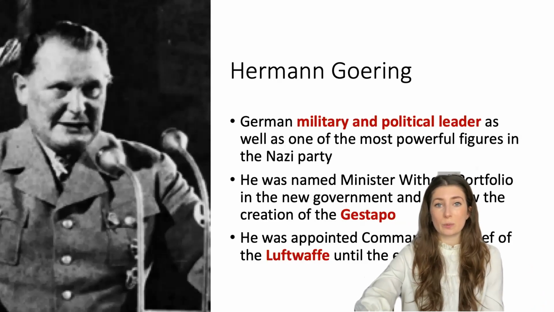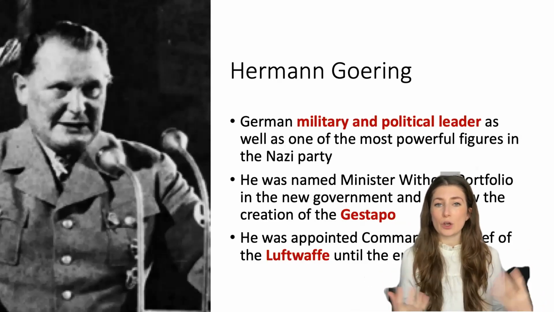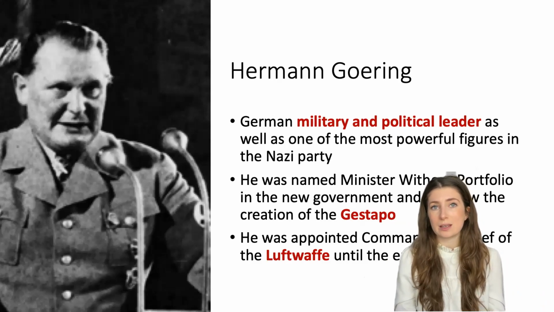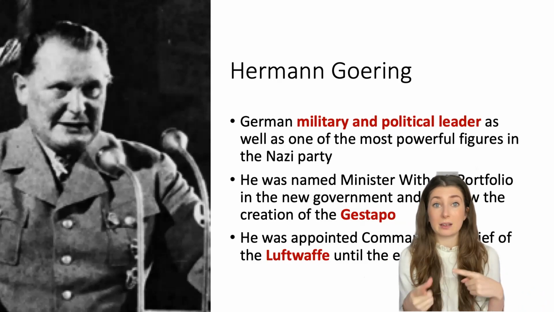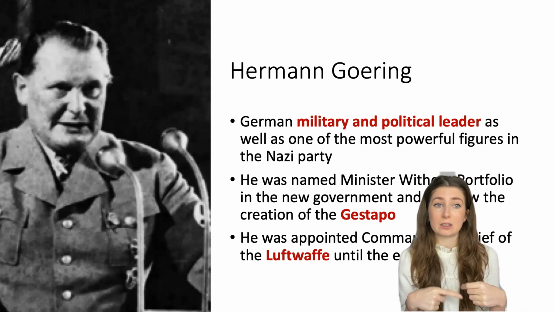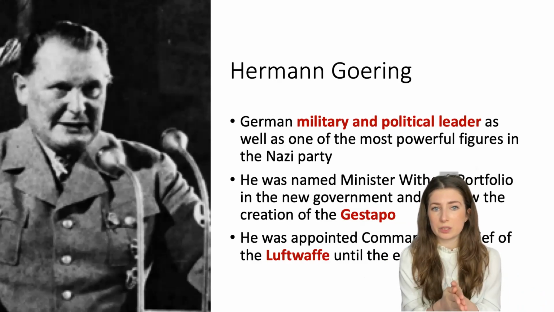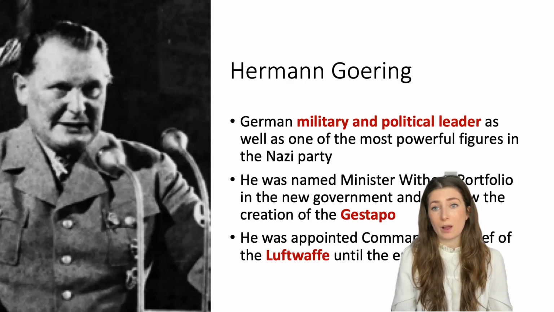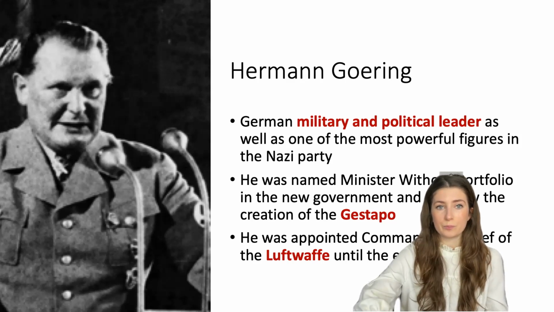Now, the next person I want to talk about is Hermann Göring. So Göring was a German military and political leader, as well as one of the most powerful figures in the Nazi Party. He was named Minister without Portfolio in the new government and oversaw the creation of the Gestapo. Now, again, in a video you're going to watch very soon, I'm going to talk about the Gestapo. He actually lost the power of the Gestapo to Himmler, who I'm going to talk about in a second. But Göring was someone very important in the Nazi state still. He's appointed Commander-in-Chief of the Luftwaffe until the very end of the war.